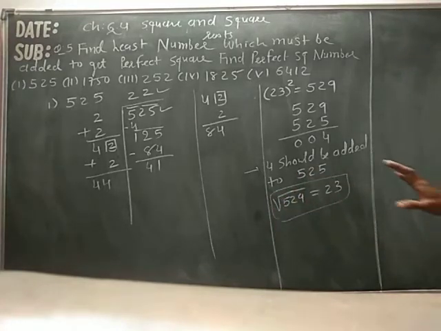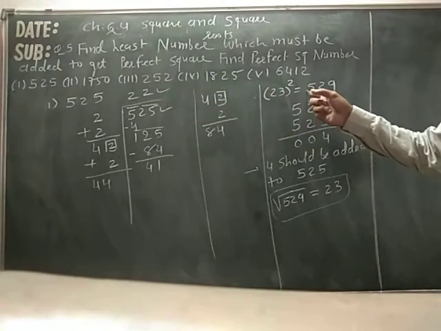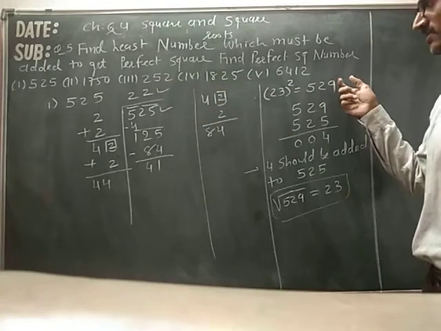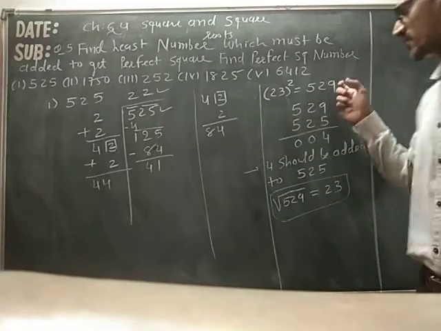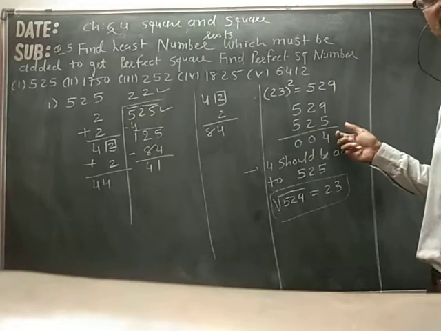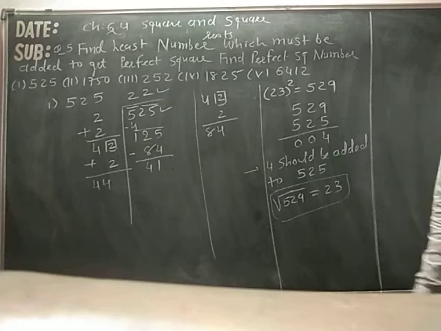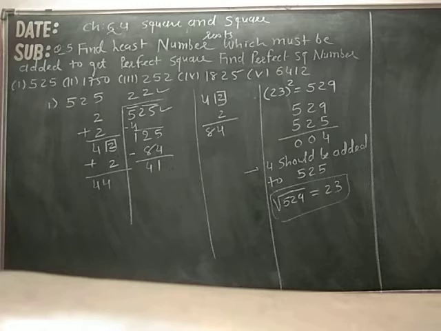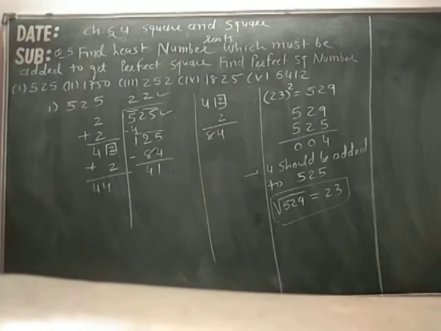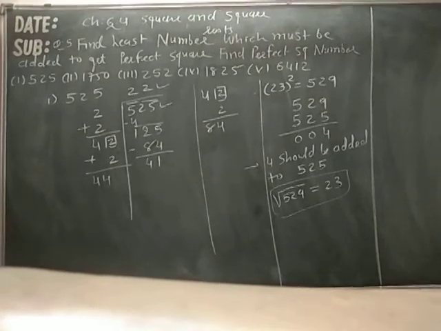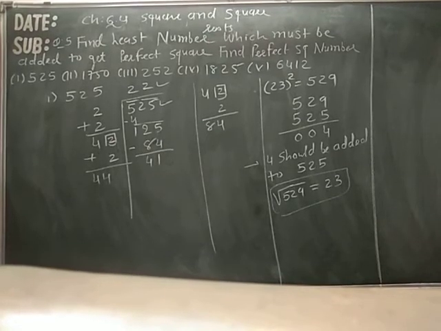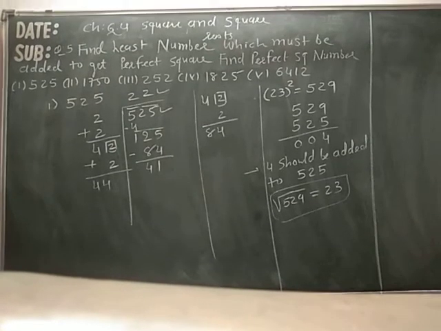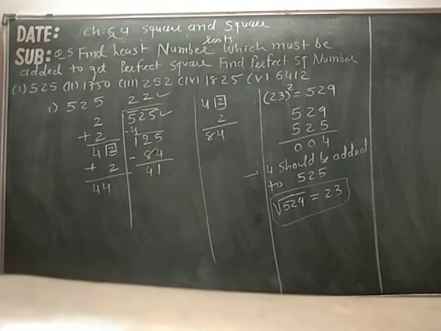Okay, simple. Whatever quotient you are getting, find the square of the next number and subtract the question from that square. You will get the least number and this is the perfect square number. Okay, go through it. Let us solve the second one.